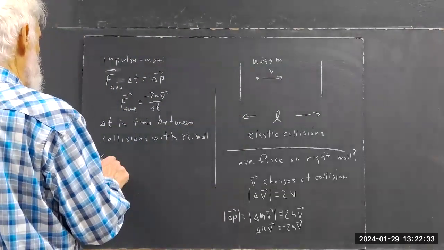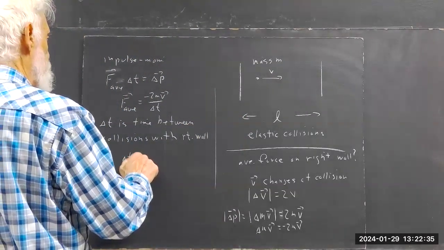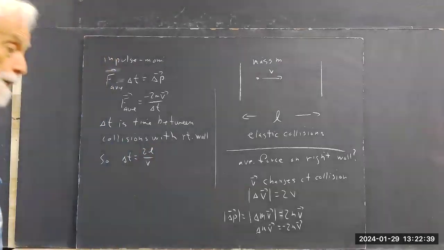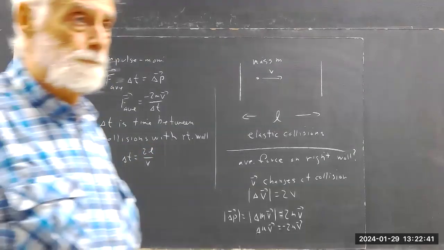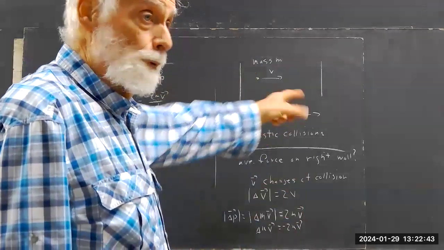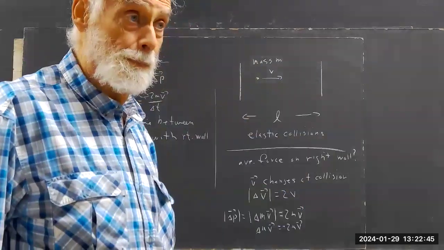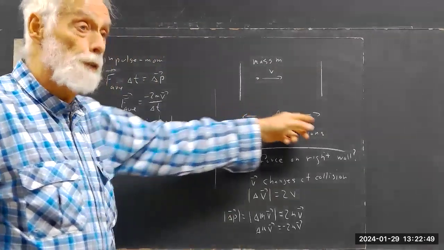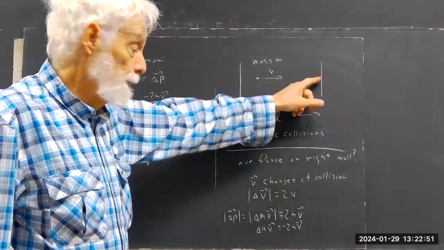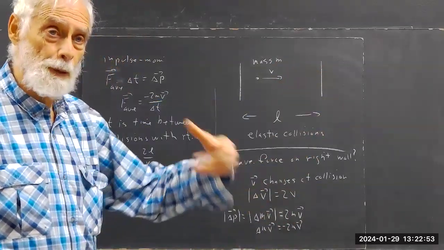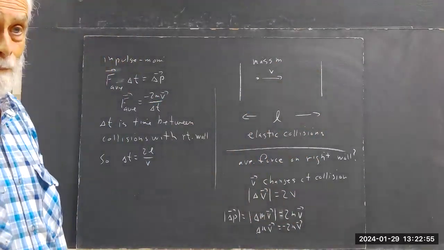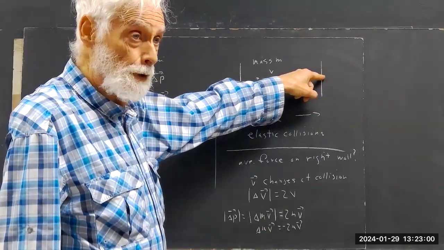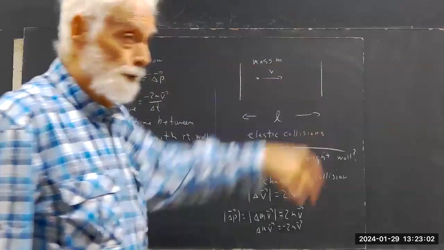So that's very straightforward. Delta T is 2L over V. And how far does it go? Between collisions here, it goes twice the length. And that's not its displacement, but that's the distance it travels. Its displacement between here and here is zero, displacement being a vector. A vector from this collision here to the collision here is zero, but the path it follows has length 2L.